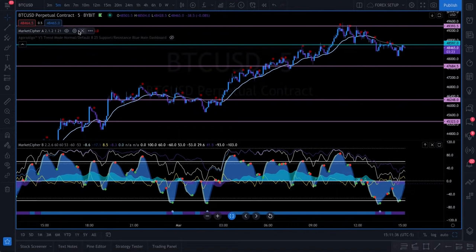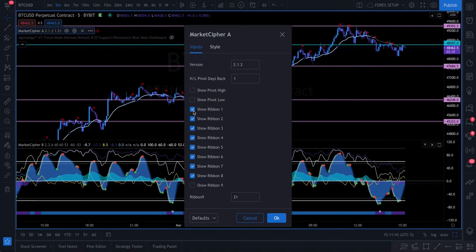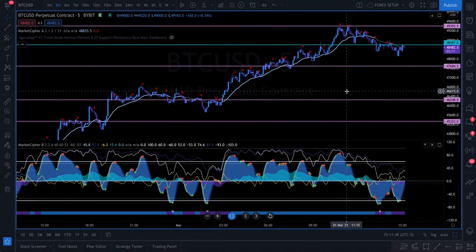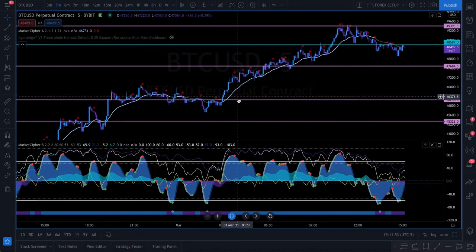Now the way I set up Market Cipher A is I click the little gear button, and I only use ribbon 5. So you can uncheck all these ribbons except for ribbon 5. Now ribbon 5 is part of the EMA ribbon that comes with Market Cipher A, and this specific ribbon is a 21 EMA, meaning it's giving us the average price of Bitcoin during the past 21 candles. This is very important, very significant, because it is a Fibonacci number.